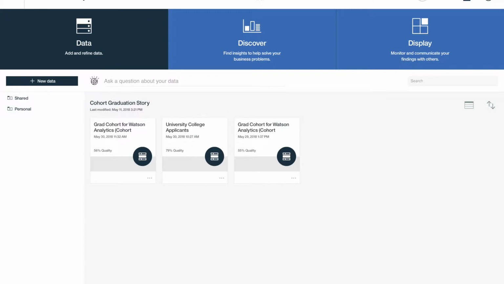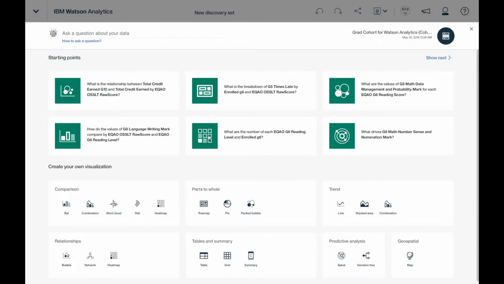The first thing that Watson Analytics does is provide suggested starting points. These are entry points into the data that Watson Analytics has uncovered and has determined to be of interest. It should be pointed out that these starting points are unique to each data set used. To start the analysis, I can pose a question to Watson Analytics in plain English. In this case, I want to ask, what students graduated?